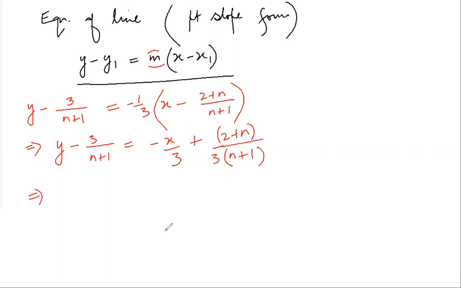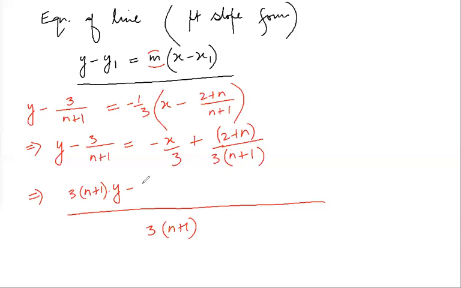So we can further solve it. We'll take 3 into n plus 1 as LCM. So here will be 3 into n plus 1 into y minus 9 is equal to minus n plus 1 into x plus n plus 2. This will cancel because it's there in both the sides. So you can further simplify it, you'll get the equation. Am I right?